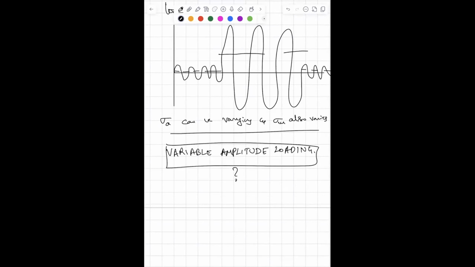Is it Miner's rule, sir? Actually, yes, Miner's rule. We will talk about the Palmgren-Miner rule. Yes. Okay. Any other questions? Okay, if there are no further questions, we'll stop here and then meet again tomorrow.